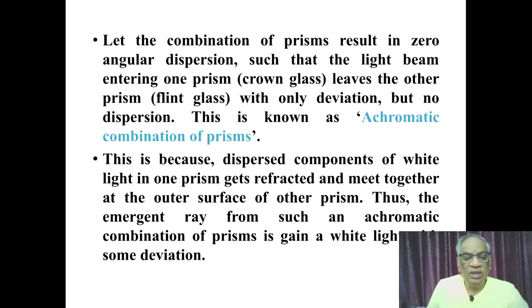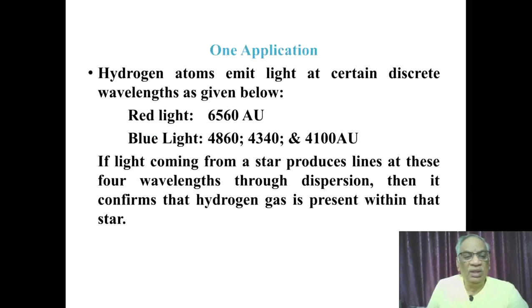Hydrogen atoms emit light at certain discrete wavelengths as given below: red light 6560 angstrom, blue light 4860, 4340 and 4100 angstrom. If the light coming from a star produces lines at any of these four wavelengths through dispersion, then it confirms that hydrogen gas is present within that star. So the radiation emissions by the stars can be studied to find out the presence of hydrogen in a particular star.